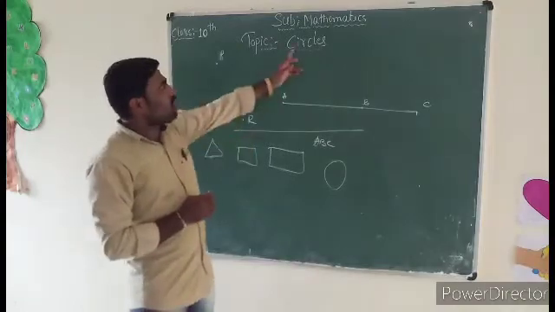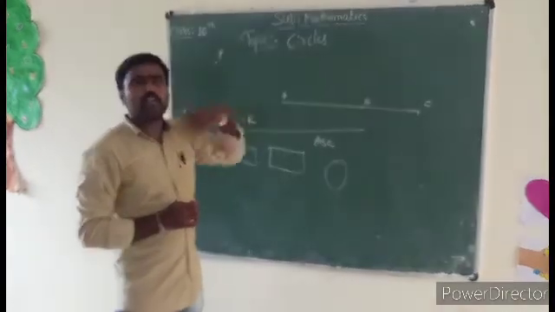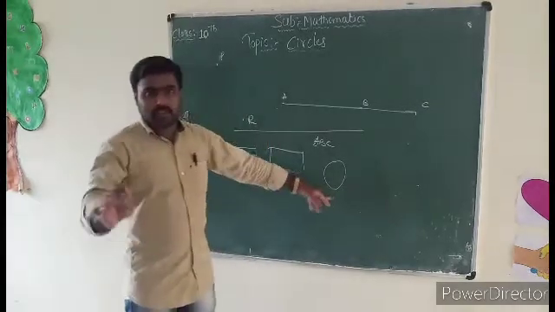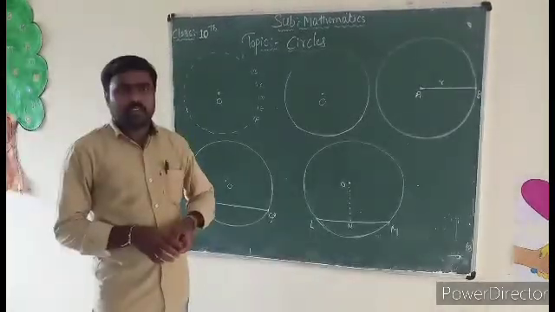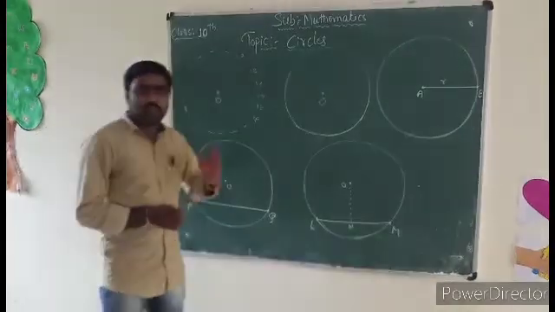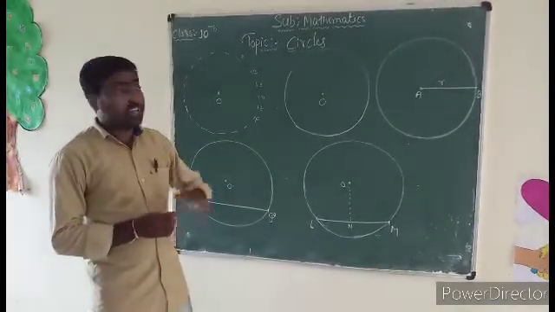Now our topic is, next, the circle. What do you mean by a circle? A circle can be drawn by non-collinear points only. You know non-collinear points, and with them we can draw any geometrical figure.